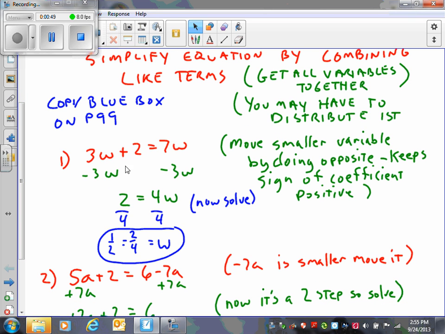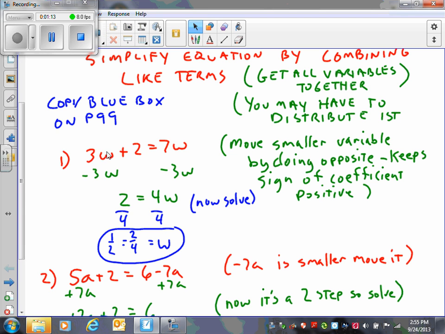In this problem, I have 3w plus 2 equals 7w. Always move the smaller variable by doing the opposite. If you do that, it will keep the sign of your coefficient positive, so you have one less thing to remember. One of the most common mistakes people make is forgetting to take that negative sign with them when they start to solve an equation.